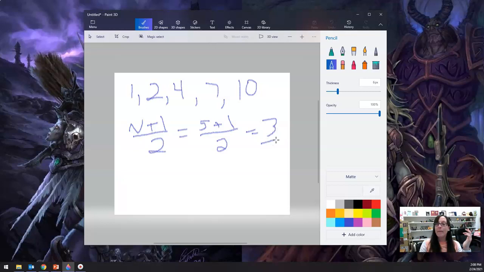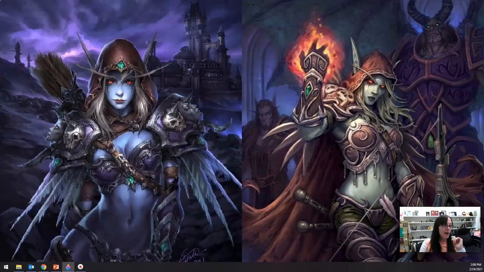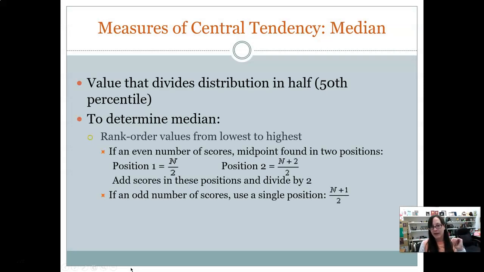So again, this is our position. So we go 1, 2, 3. We have found the position. And that now tells us that's where you're going to find your median. The median is the value that's at that position. So the actual median is 4. So don't mistake the position number with the value number. It's a little easier if you have an odd number of scores, because you only have to find the single position. You don't have to find the in between two positions. But that just depends on however many data points you have.